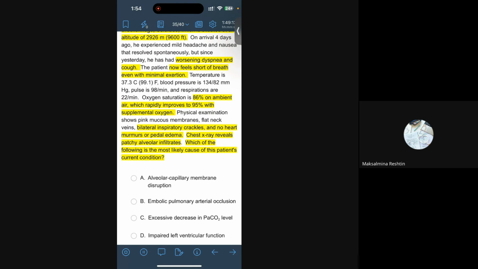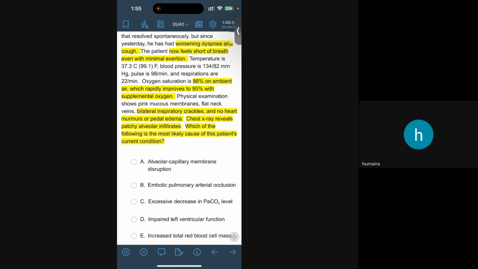What type? Cardiogenic or non-cardiogenic? Yes, it is going to be non-cardiogenic, same like in the ARDS. Because the patient has no heart murmurs or pedal edema or flat neck veins. Yes, it is a non-cardiogenic pulmonary edema, which occurs due to the high altitude.